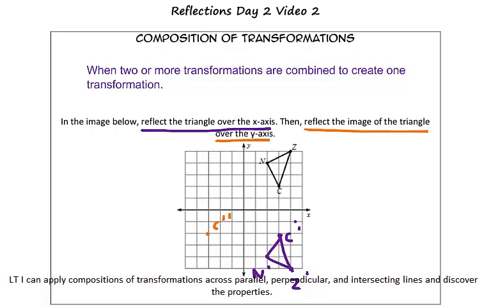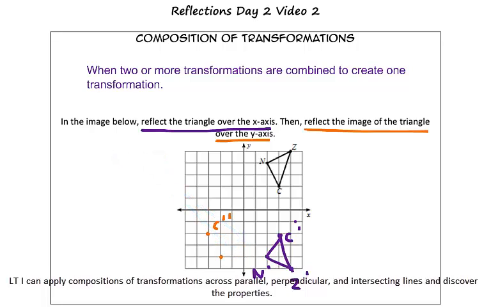We want to do the same for N. N is 2 units to the right of the y-axis. So we want to go 2 units to the left of the y-axis. So N double prime would be right here. And last but not least, we've got Z, which is 1, 2, 3, 4 units to the right of the y-axis. So we want to go 1, 2, 3, 4 units to the left of the y-axis. And Z double prime will be right there.